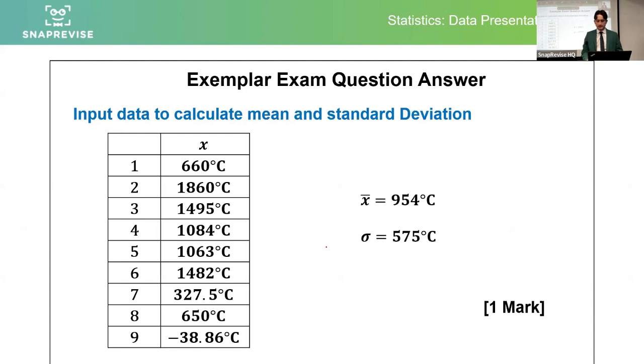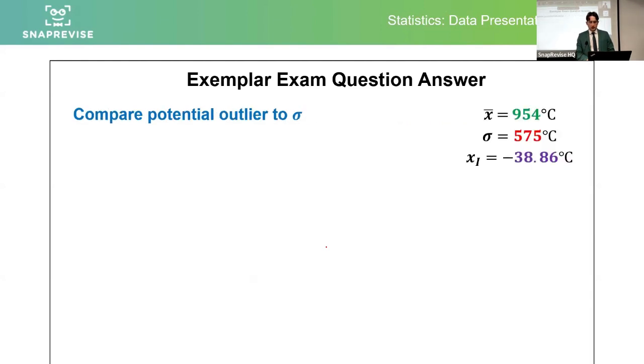And then we get sigma as 575. That's the average distance, loosely speaking, of every point from the mean. Okay, so the mean is just under 1,000 degrees, and everything on average is almost 600 away, taking everything into account. So a potential outlier they've defined as take the lower quartile.